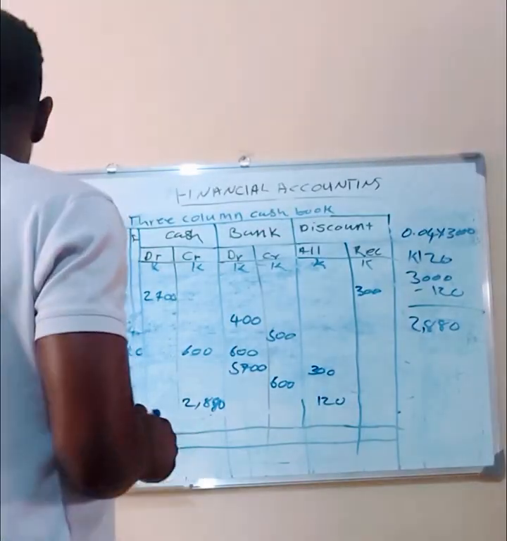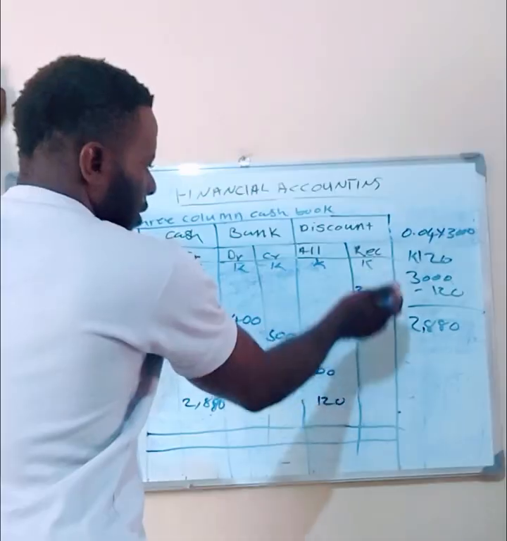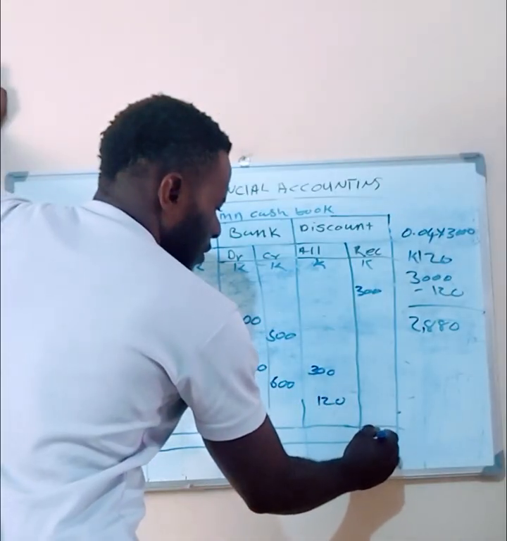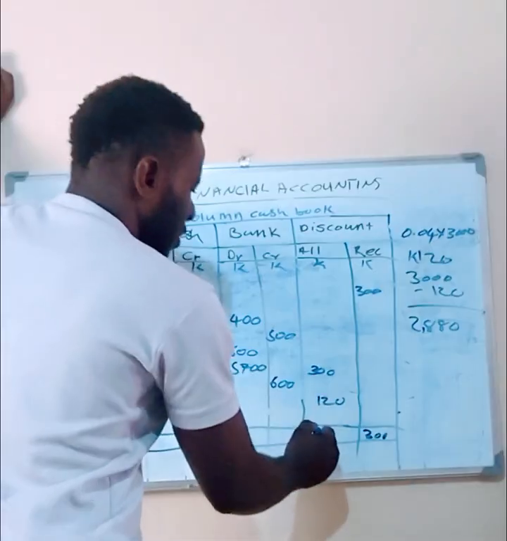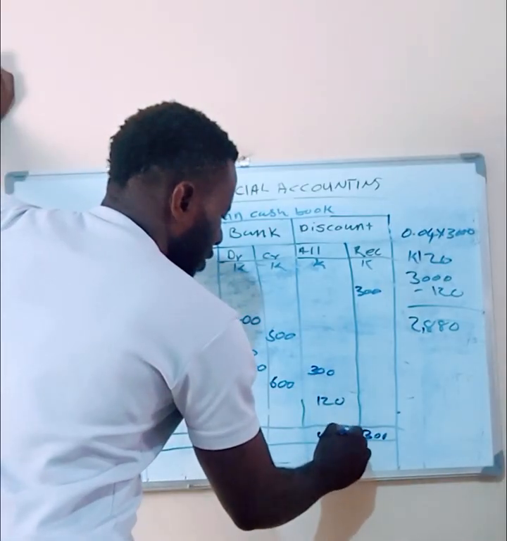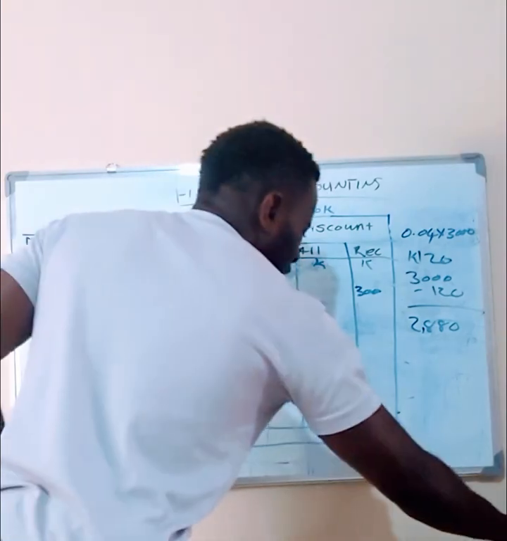So here, for the discount, you just calculate the total. Discount received, the total is what? 300. The discount allowed, the total is what? For me, it's giving me 420. Giving me 420. And then now let's calculate this.